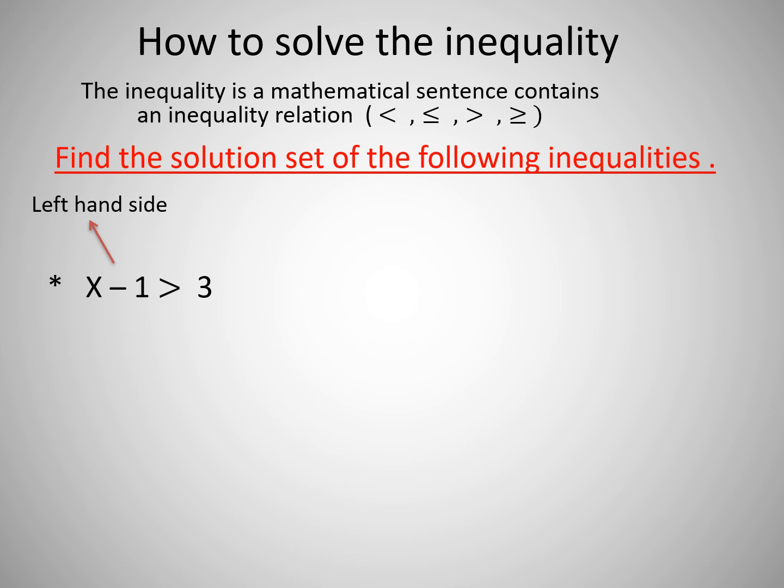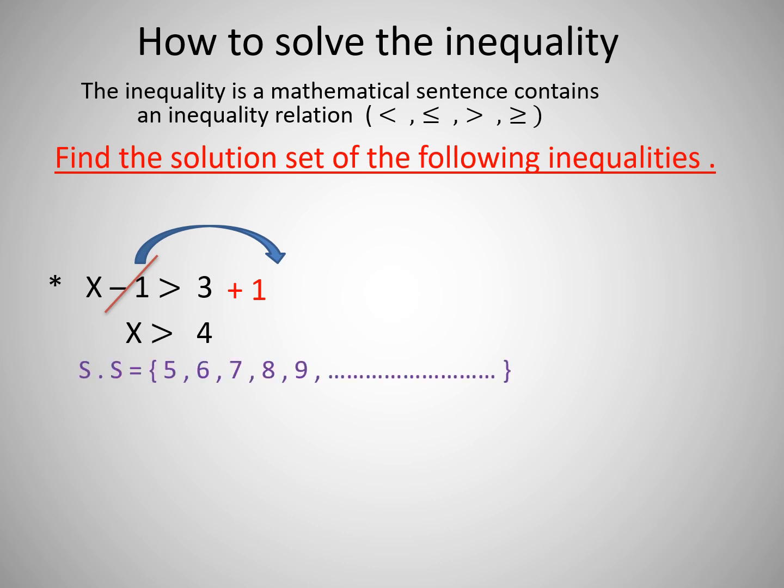Let's see. I want x only in the left hand side, so we will move -1 to the other side by the inverse operation, which will be +1. So the remaining here is x in the left hand side, and 3 + 1 equals 4. What are the integers greater than 4? The integers greater than 4 will be 5, 6, 7, 8 to infinity. Then the solution set will be 5, 6, 7, 8, 9 to infinity.